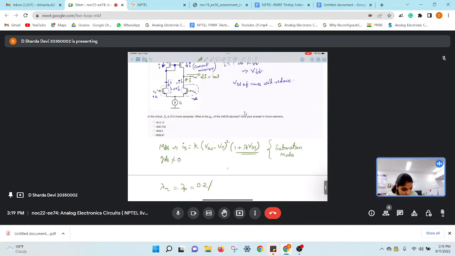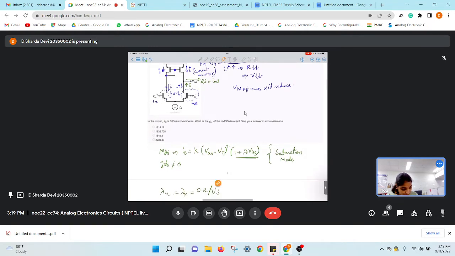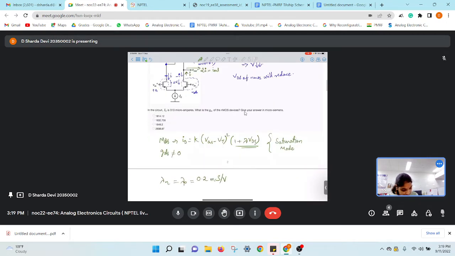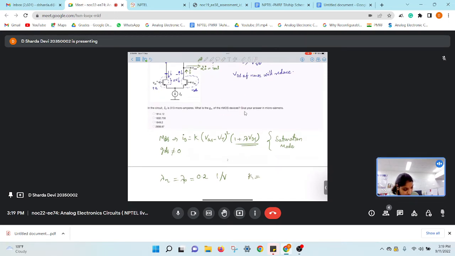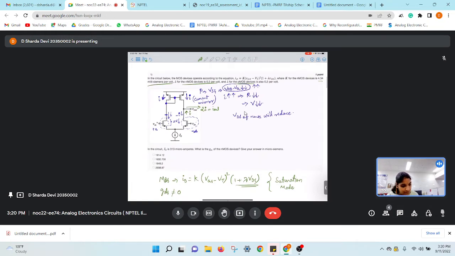So lambda N is equal to lambda P, which is 0.2 per volt. K is 4.34 millisiemen per volt. It's per volt only, and lambda for N and P are equal.